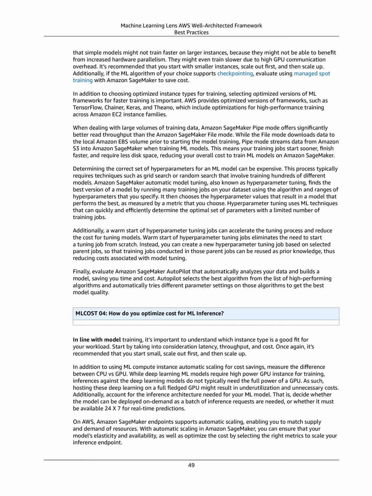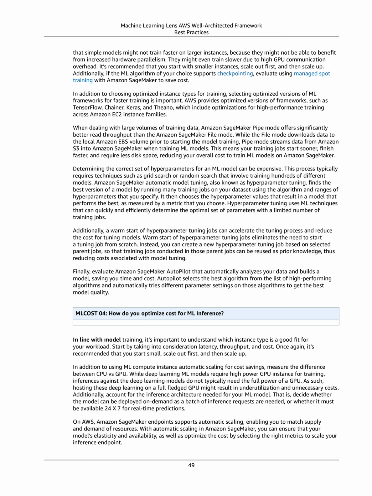When dealing with large volumes of training data, Amazon SageMaker Pipe Mode offers significantly better read throughput than the Amazon SageMaker File Mode. While the File Mode downloads data to the local Amazon EBS volume prior to starting the model training, Pipe Mode streams data from Amazon S3 into Amazon SageMaker when training ML models. This means your training jobs start sooner, finish faster, and require less disk space, reducing your overall cost to train ML models on Amazon SageMaker.